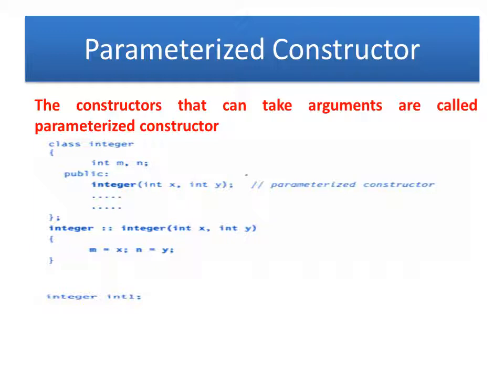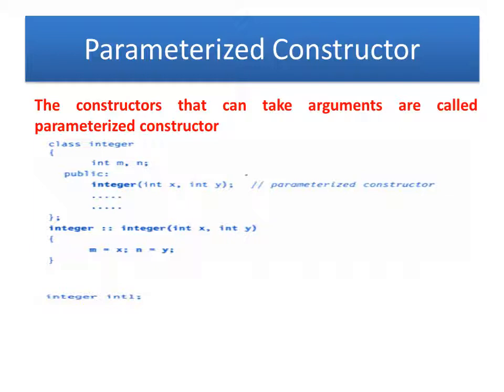Class name, scope resolution operator followed by the constructor name. Pass the arguments or the parameters. Again, I will be passing two values and those values will be assigned to the variables m and n. So the constructor that can take arguments is called a parameterized constructor. Here, int x comma int y is the parameterized one.